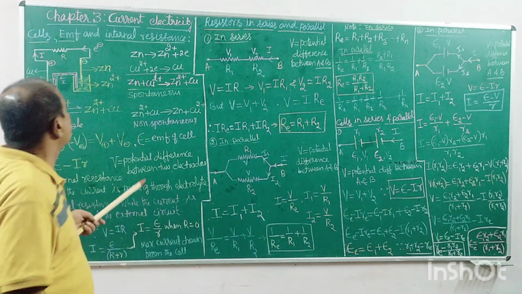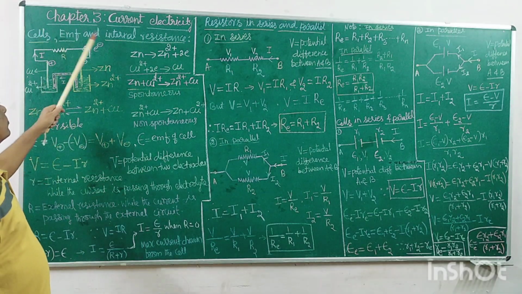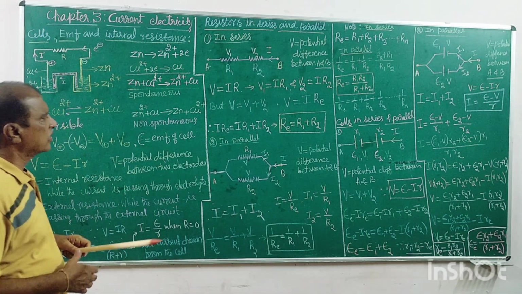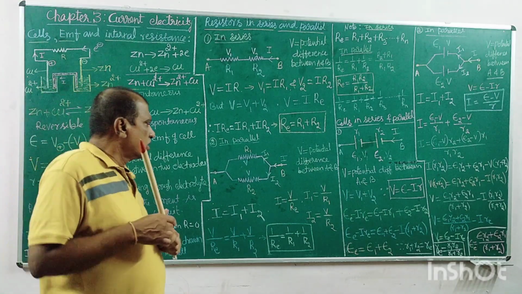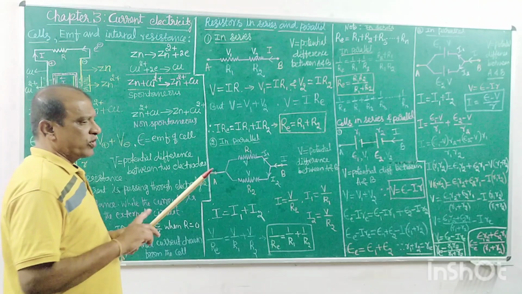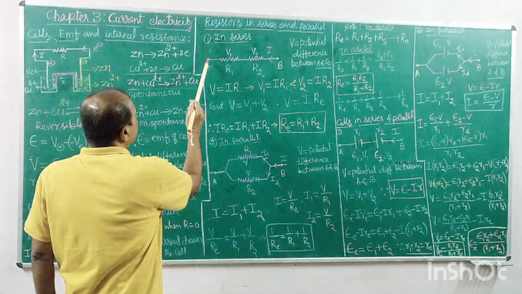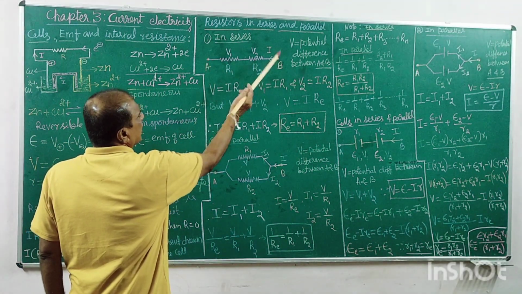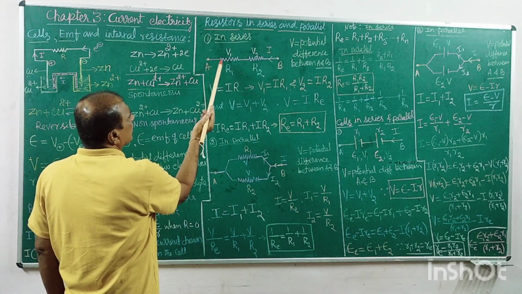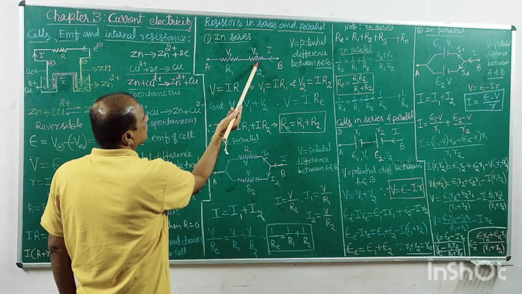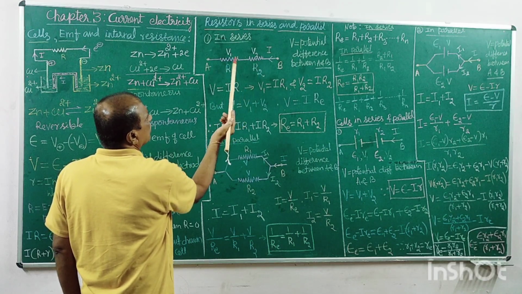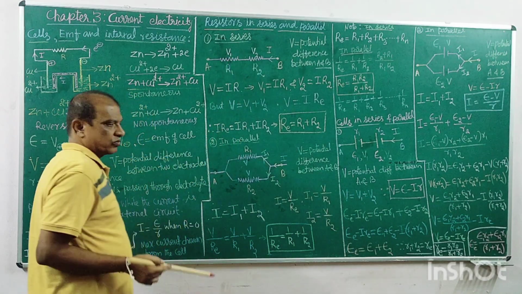So this is about cell EMF and internal resistance. Next the concept is, when you have a conductor like this, an electrical conductor, this electrical conductor has two resistors, that is two resistances, combined in series.